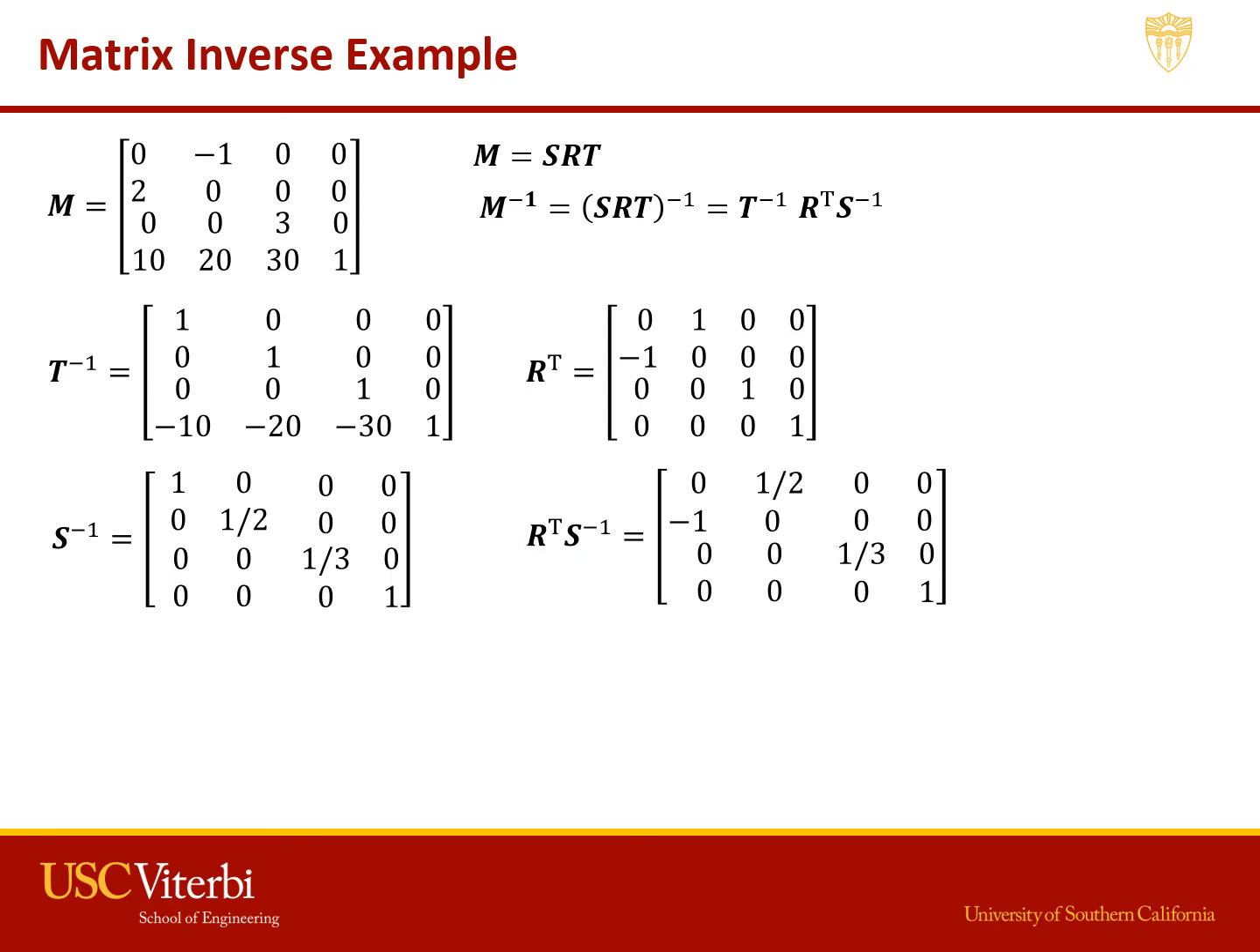So RS, when I multiply them, I'm going to go across this row, down this column, across this row, down this column, across this row, down this column, right? So across this row, down this column, ends up with a -1 right there. And across this row, down this column, I've got the 1/2. Across this row, down this column, produces that 1/3.